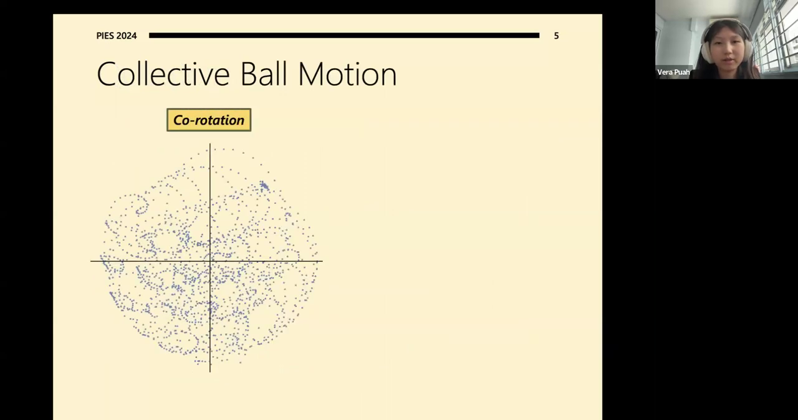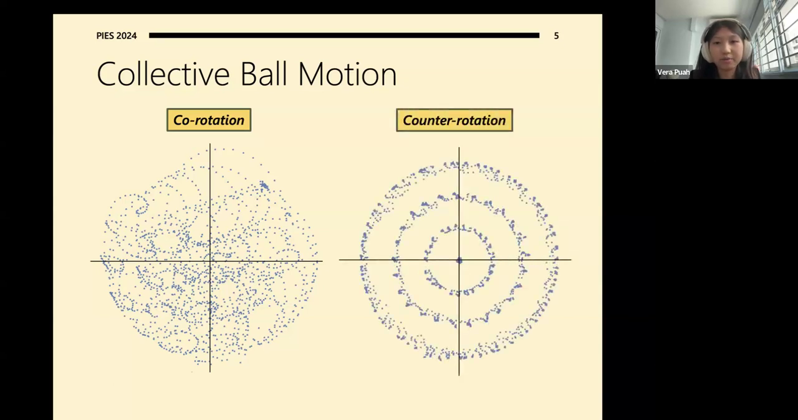Now that I've talked about this, let's actually look at the ball motion. In the co-rotating case I showed you earlier, what I did was to track the motion of all the balls. And as you can see here, it looks pretty messy. It doesn't really look like there's any clear pattern. However, when I track this exact same thing for counter rotation, we notice really, really nice concentric rings.